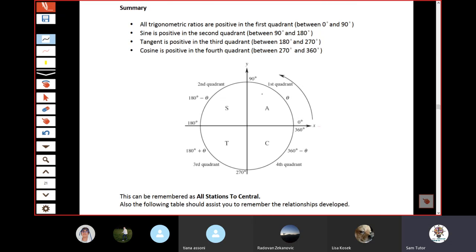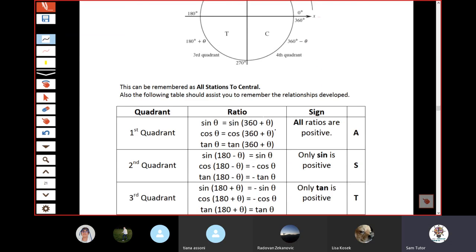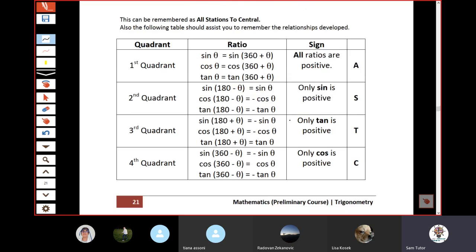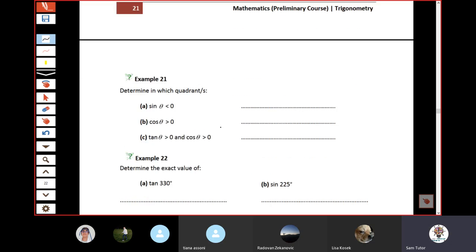And don't forget, at any point, let's just say if we're here, you're allowed to add 360 degrees to that angle. It won't change its position. And you can again add another 360 if you wanted to. It won't change its position. It's good to remember that because some of your harder questions require you to add 360 because of your angles. Only sine is positive. I think we've spoken about that, so we'll move on.